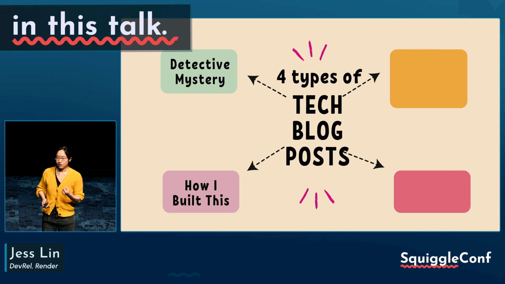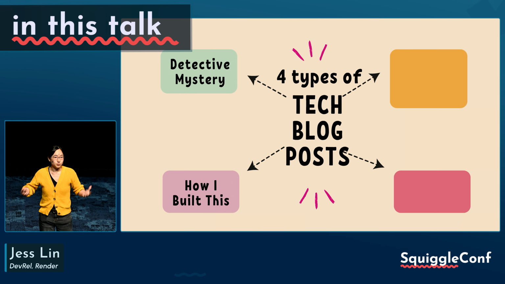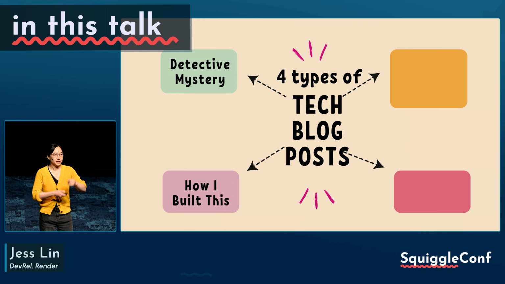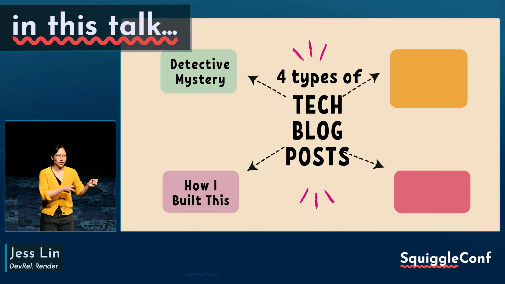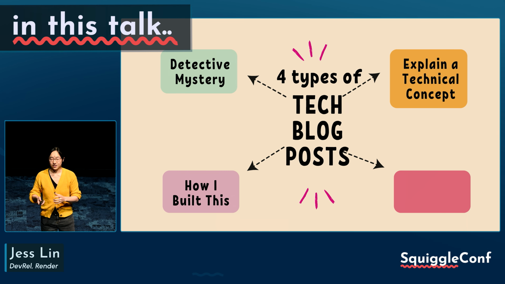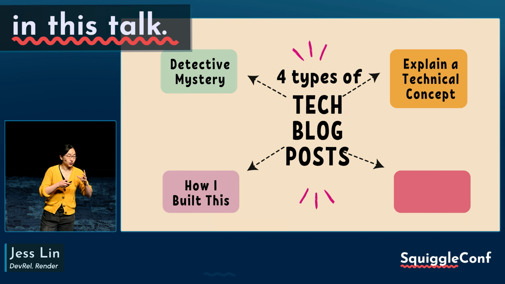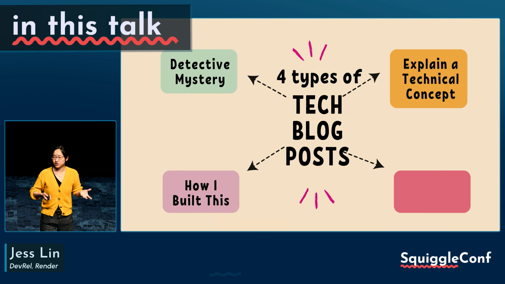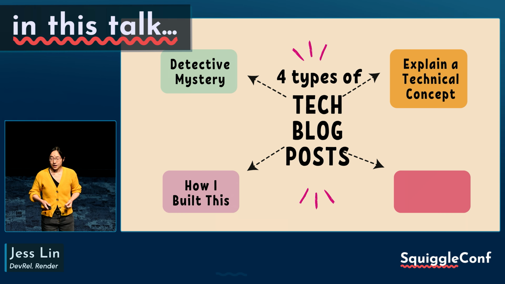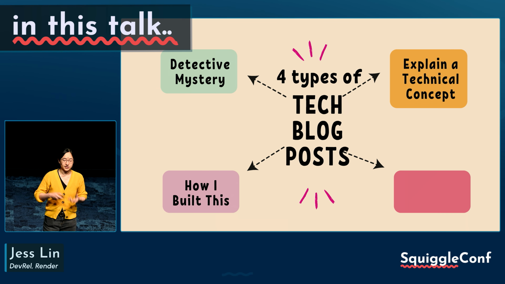The second type is how I built this. So it could be I built something from scratch. It could be I migrated a system from point A to point B. Third, there is explain a technical concept. So this is just a very straightforward, hey, this is how B trees work. Or it could be, here's a common problem and the solution.